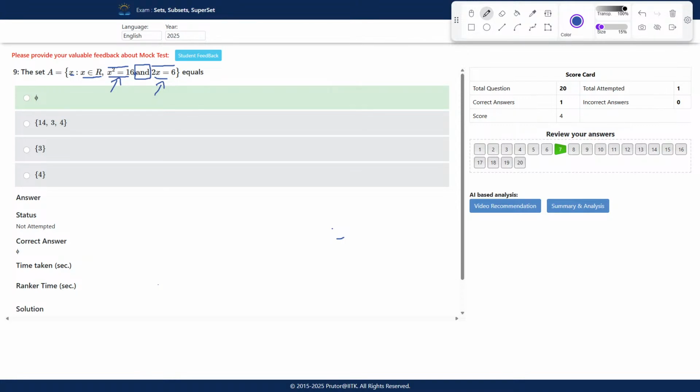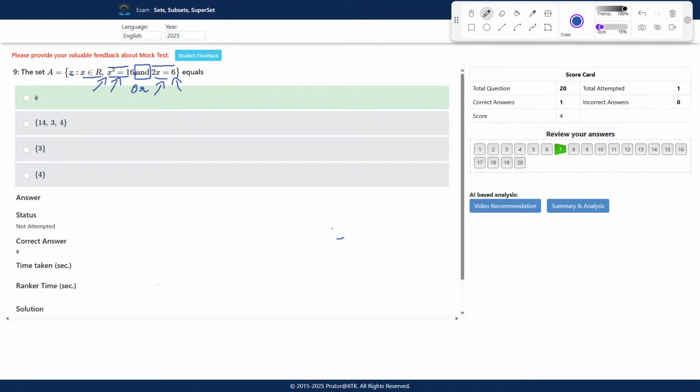And if we used the word or, meaning we have to look for such real numbers which either satisfy x square equals 16 or satisfy 2x equals 6, then the set will indeed be 4, minus 4 and 3. Clear? So it totally depends on this word and or. I hope it is clear now.